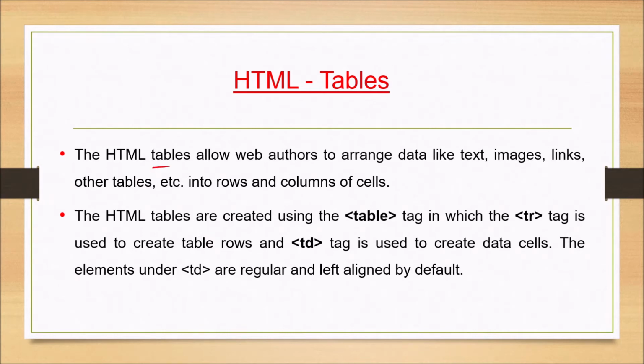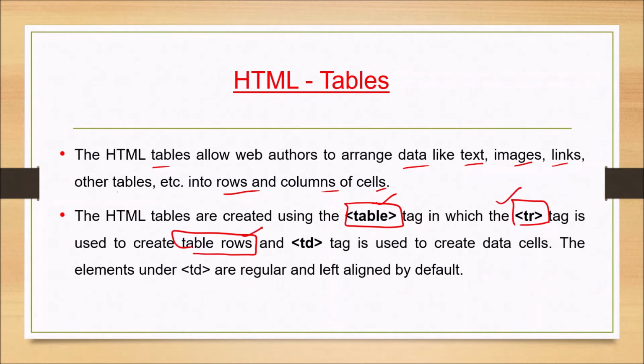So with the help of HTML tables, we can arrange data like text, images, links, or other tables into rows and columns of cells. HTML tables are created using the table tag, in which the TR tag is used to create table rows, and the TD tag is used to create data cells. And the elements under the TD tag are regular and left aligned by default.